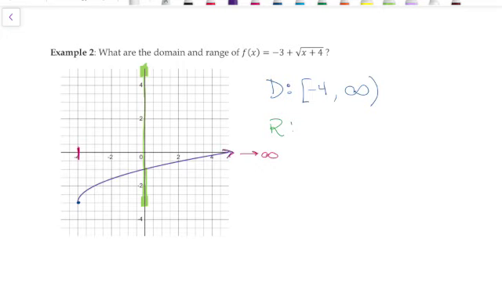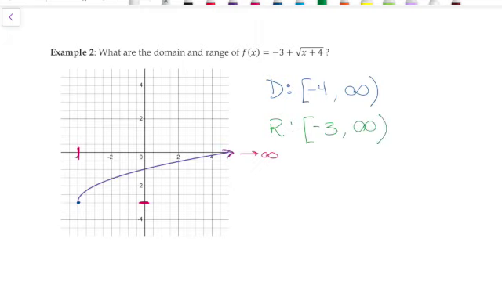So the top of the range is infinity, but what is the bottom of the range? That is going to be right here at -3. All right, so we go from -3. Does it touch -3? Yes, it does. It does include the number -3, and then it goes up to infinity.